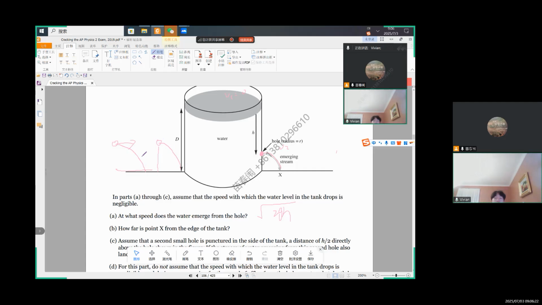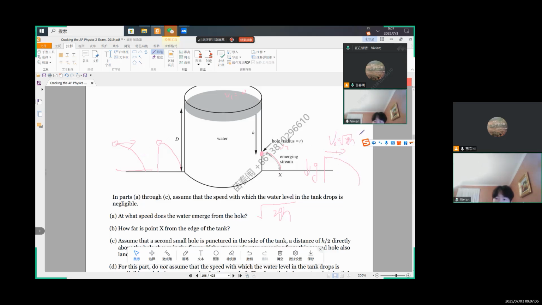How far is point X from that? We need to know how much force. In projectile, what I mean is I know the horizontal is v, which means constant velocity, right? And vertically there's g acceleration, uniform acceleration. And v0 is the square root of 2gh, right? I know that.